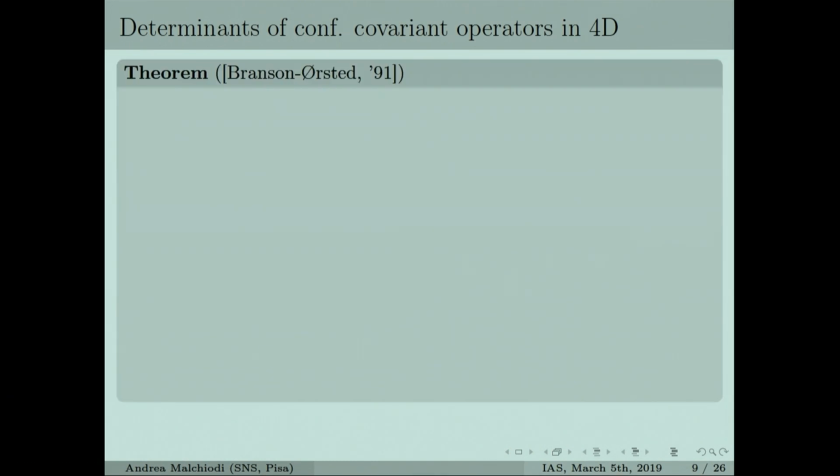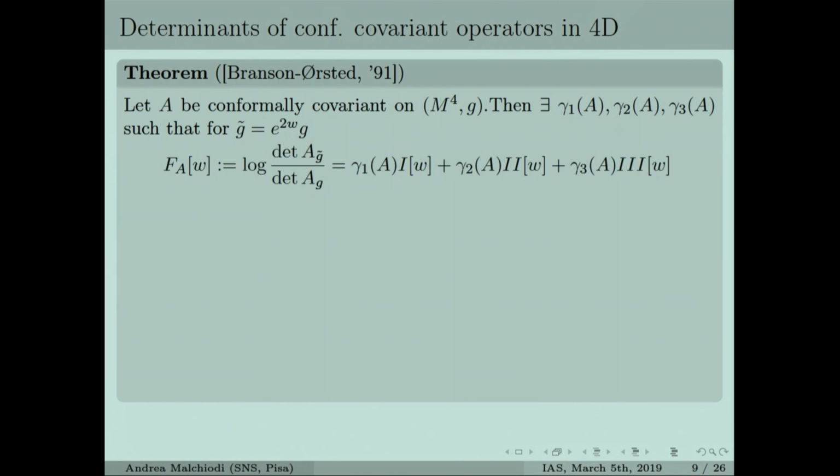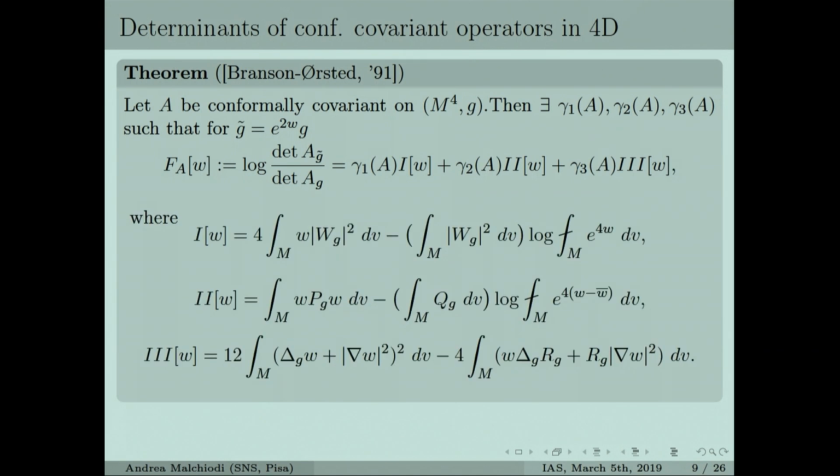Okay, so in dimension 4, in fact, Branson and Ørsted were able to extend Polyakov's formula. So they proved this very general result. Take any conformally covariant operator, according to the previous definition. Then there are coefficients, gamma 1, 2, and 3, depending on the operator, such that whenever you consider ratios of the determinants and you take the log, this expresses as a universal linear combination, with coefficients depending on the operator, of 3 universal functionals that are actually explicit.